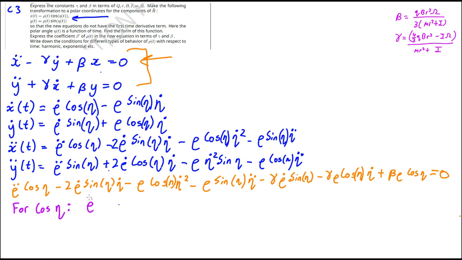So the first thing we get is rho double dot, then minus rho eta dot squared, minus gamma rho eta dot plus beta rho, and that's 1, 2, 3, 4. That's all of the terms. So excellent, that has to equal 0. Now what I'm going to do with that one is I'm just going to simplify it, or when I say simplify I mean factorize, and so I'm going to put all the rho terms together.